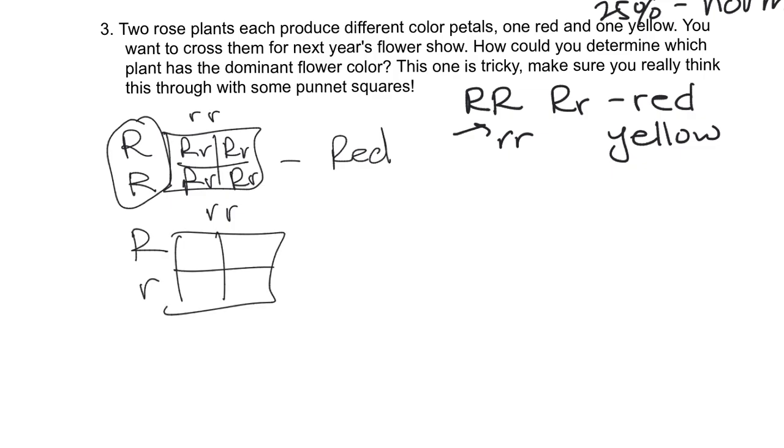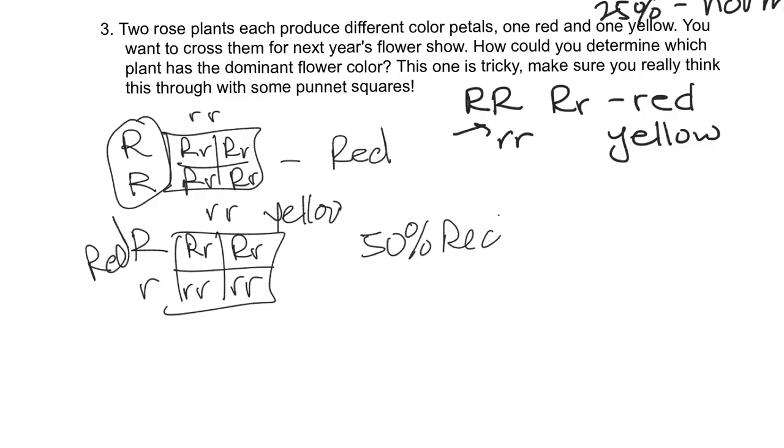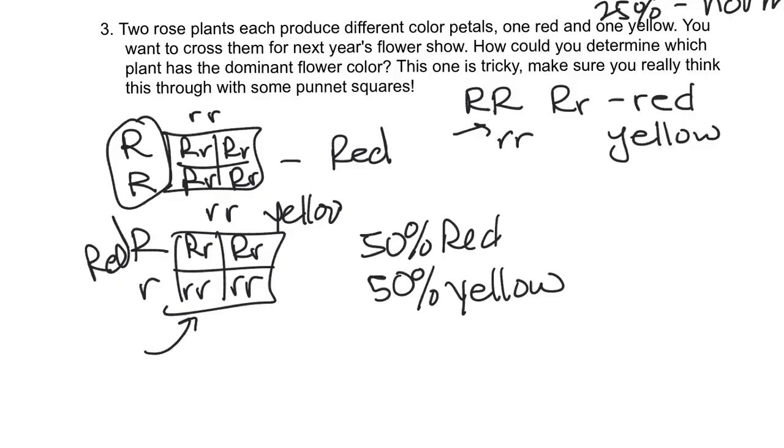If that's the case, you're going to get 50-50. So if I cross red with yellow and get a 50-50, I still am going to know that red is dominant in this case, because I would get 50% red and 50% yellow. If yellow were dominant in this cross, you would actually still see 50%. So that's a tricky one. You have to know what the parent is. You basically have to do a test cross.